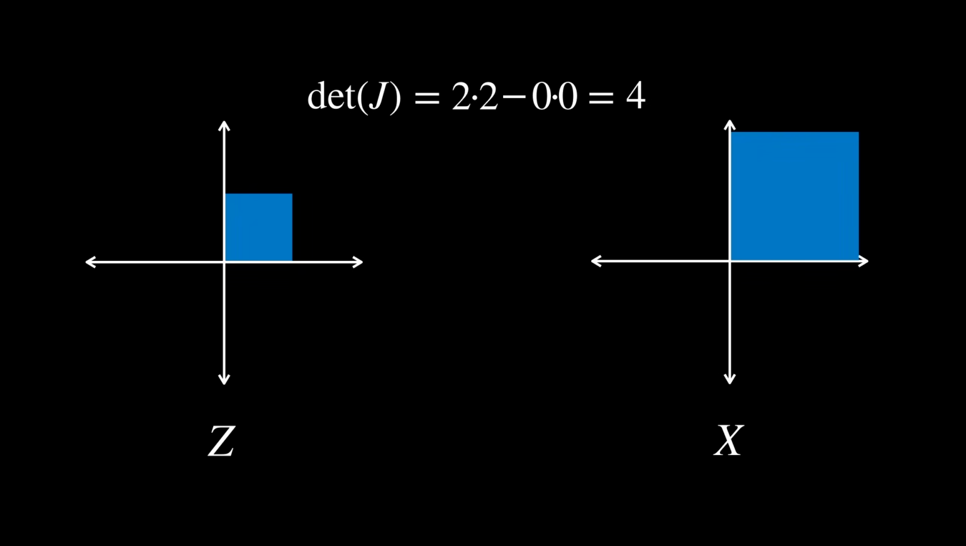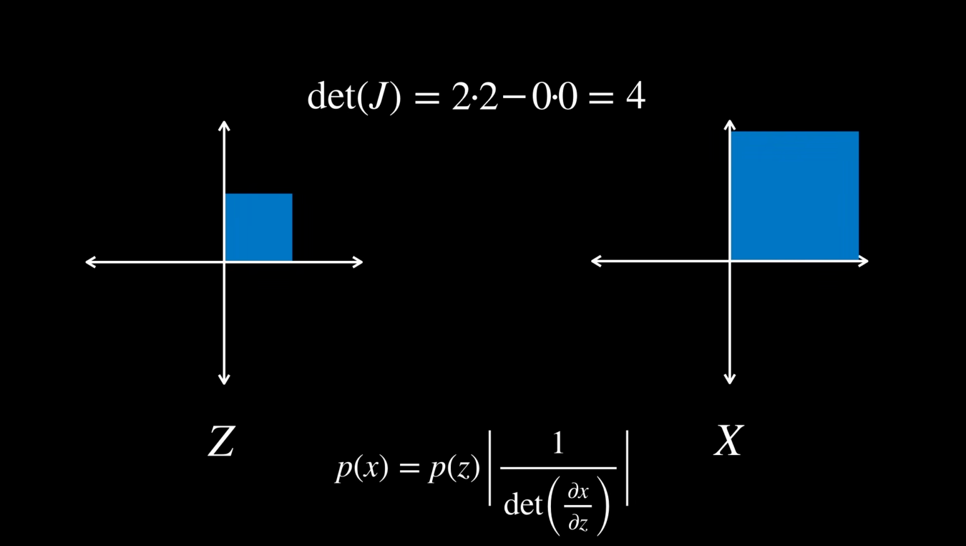Now, the change of variables formula we had previously contains the determinant of dz dx, the determinant of the inverse Jacobian, which is actually just the reciprocal of the determinant of the original Jacobian. And we know that the total probability of the blue region in z should be equal to the total probability of its image under f. What the change of variables formula is saying is that, in order for this to be true locally, each point in the x region has to have 1/4 as much density as its inverse.